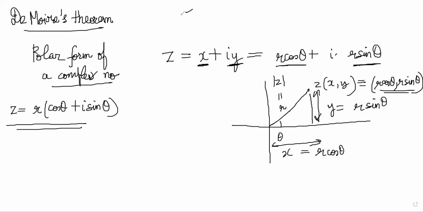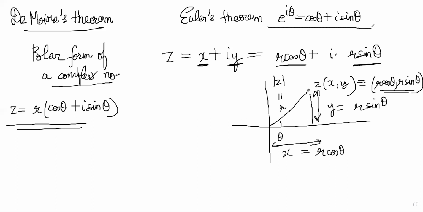Now, because of Euler's beautiful theorem, where he derived that e power i theta is equal to cos theta plus i sin theta, this theorem was discovered by Euler in the 18th century. Because of this, now we can write this as r e^(i theta).